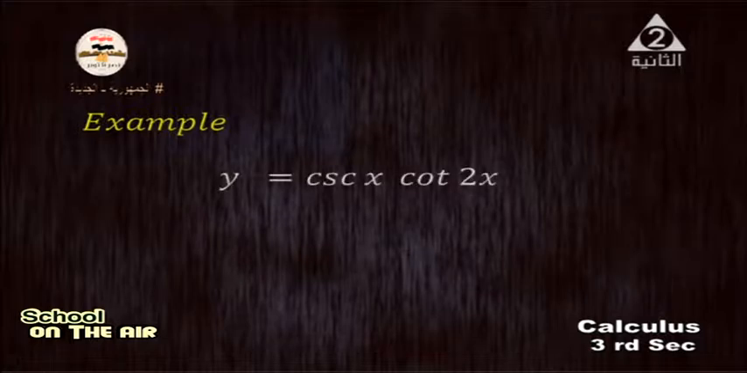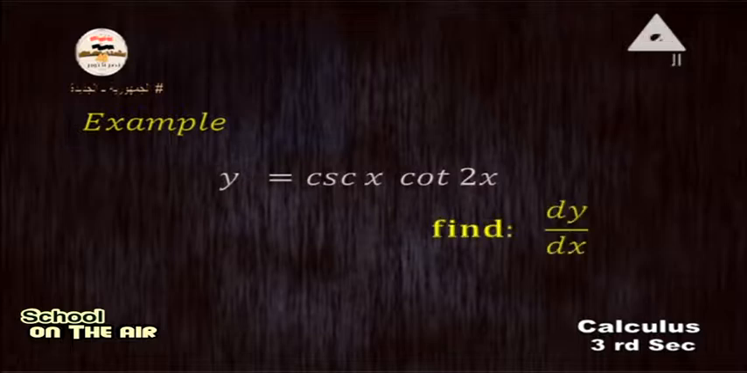Now we move to the next example. If y equals cosec x multiply cotan 2x, find dy dx. Here the function y equals product of two trigonometric functions, cosec x multiply cotan 2x.